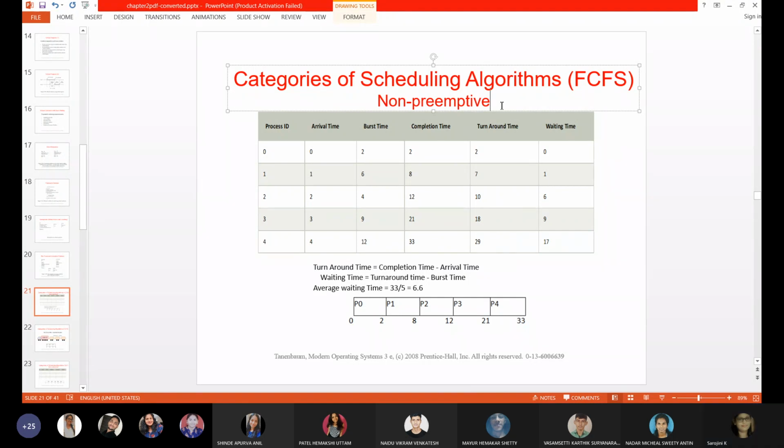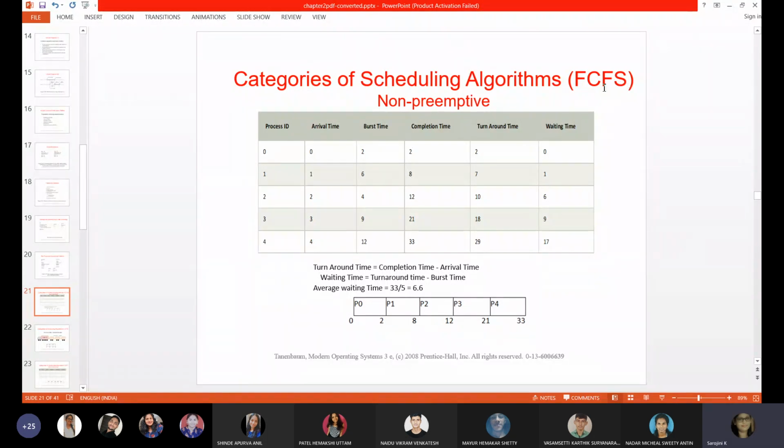Preemptive is vice versa. During the execution of a process, before completing its execution, the process can be evicted from the CPU. That is called preemptive. So FCFS is a non-preemptive algorithm. There are so many algorithms, students, but as per your syllabus, they have given a few algorithms which are most commonly used. This algorithm we already discussed: first come, first served.